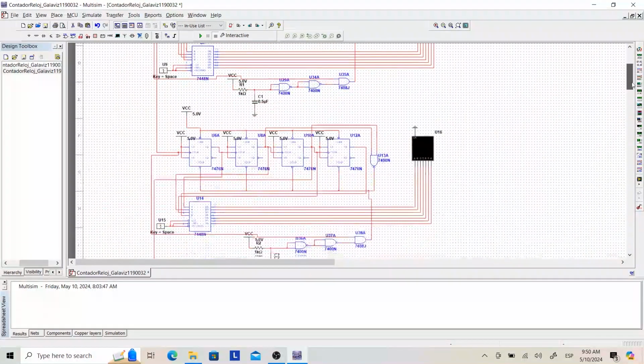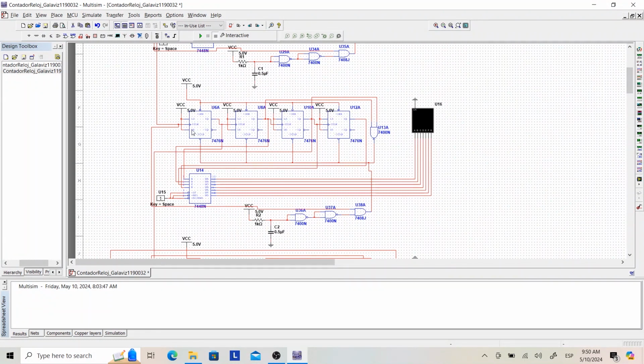Going to the second counter, the signal for the first clock comes from the output of the last counter, and the arrangement is the same. The output signal of the first flip-flop goes to the clock of the second and so on. But in this case, the digits go from 0 to 6, or rather from 0 to 5.